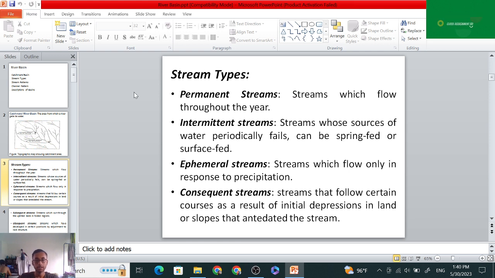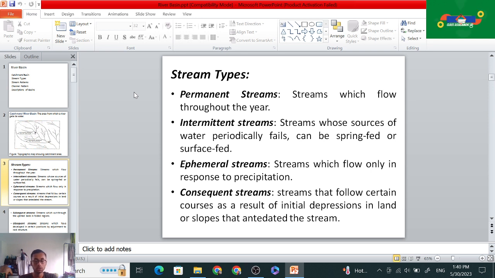Then stream type. It can be a permanent stream, so streams which flow throughout the year. This is called the permanent stream. And intermediate streams, streams whose sources of water periodically fail, can be spring fed or surface fed. And ephemeral streams, streams which flow only in response to precipitation.